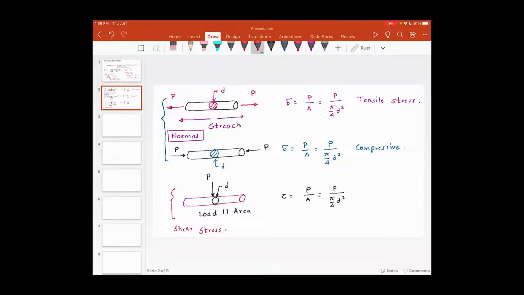Now, at this point, let me stop a minute and ask you, what other stresses do we know? What other stresses have you studied in the past? Maybe in mechanics of material or engineering design. You can unmute yourself or use the chat window. So what other stresses do you know about? Anyone? Any comments? I'm looking at the chat window.